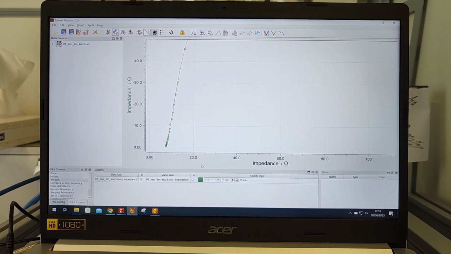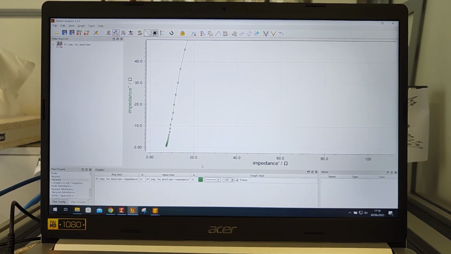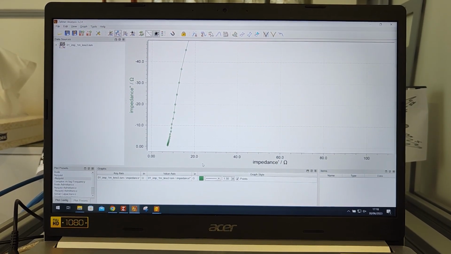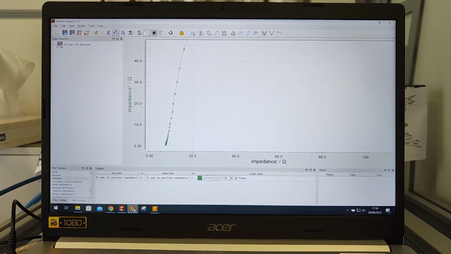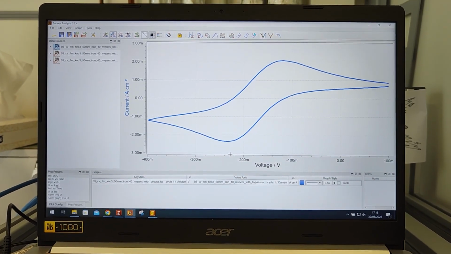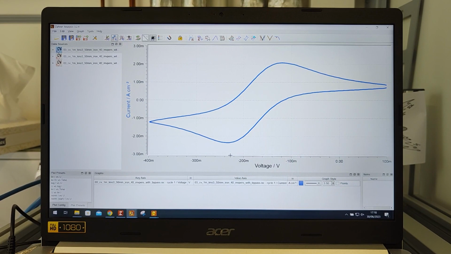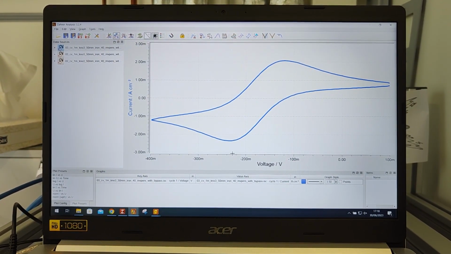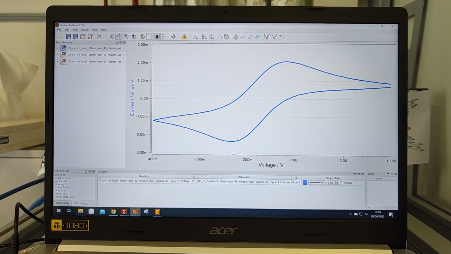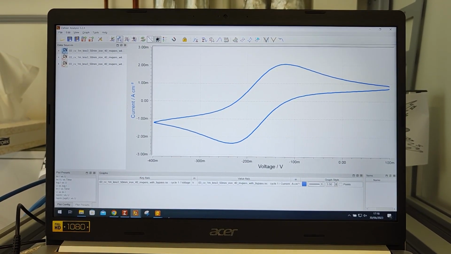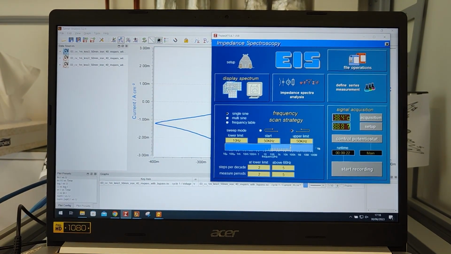And next we add the redox pair that I showed before, and made a cyclic voltammetry of this solution, and we can see that it has a typical duck shape form. And now we want to show you actual measurements of this system, impedance spectroscopy measurements. And here we can start.